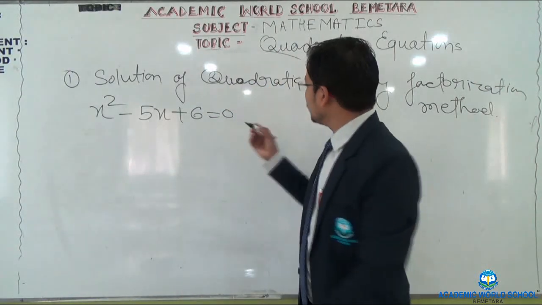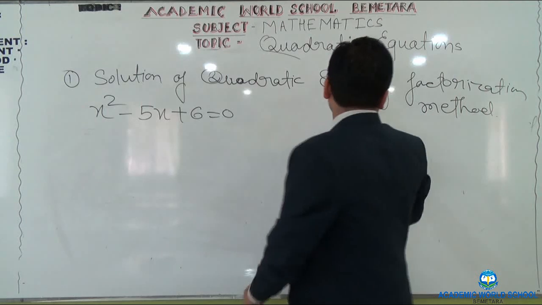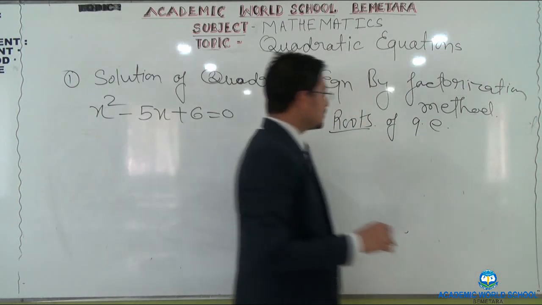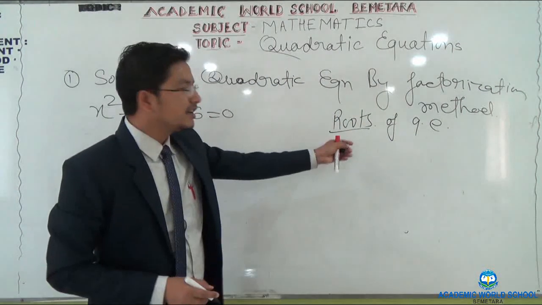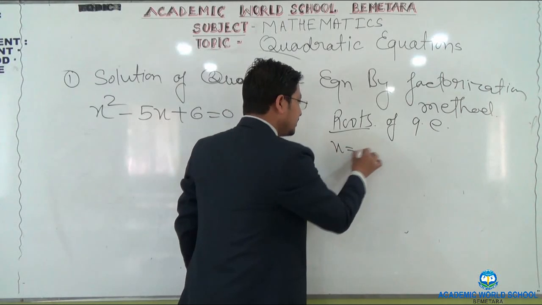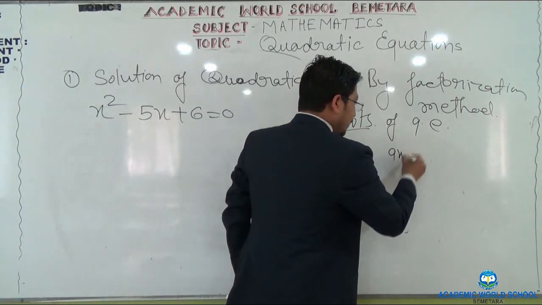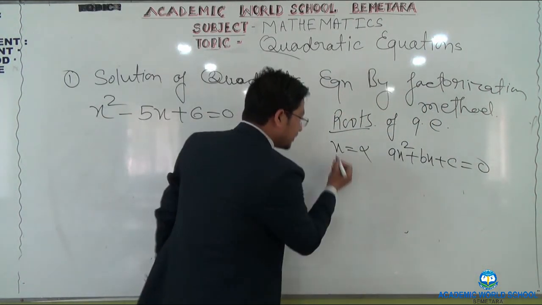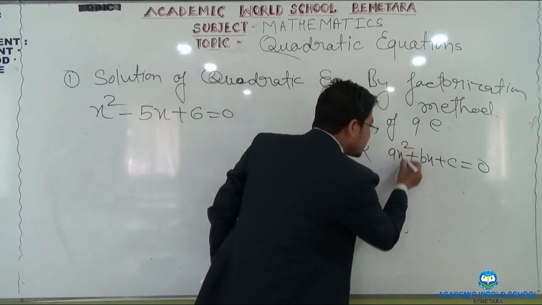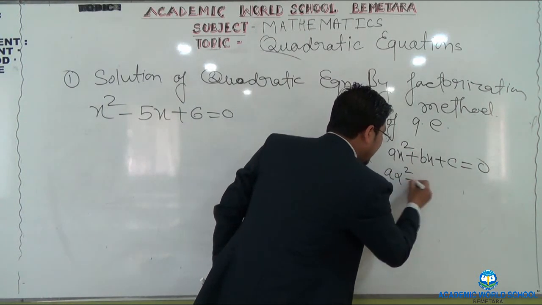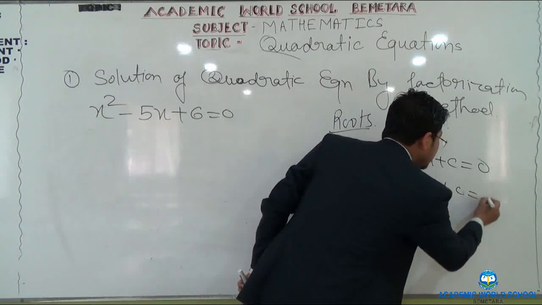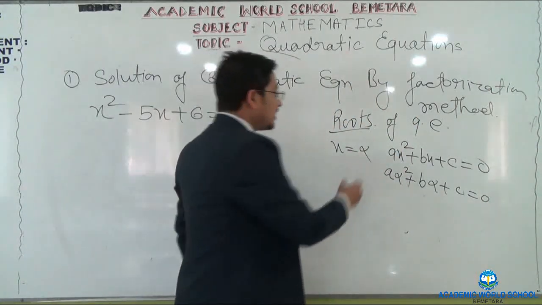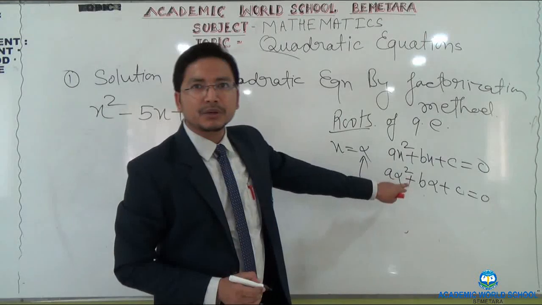So first, let's have a look at the roots of a quadratic equation. Roots or solutions mean the value of x. Let's say x is equal to alpha. The quadratic equation is ax square plus bx plus c is equal to 0. Once I put alpha in place of x, it will be a alpha square plus b alpha plus c is equal to 0. If this value becomes 0, then alpha is said to be a root of this equation.